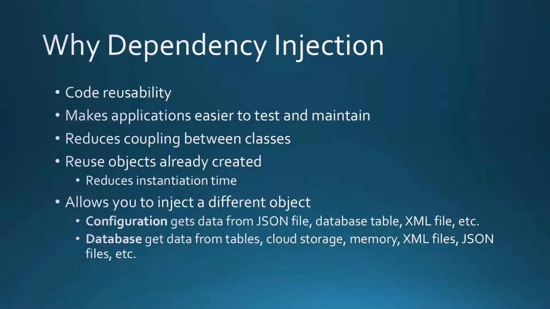Same thing with a database object. Right? If you get a database object, you could be getting data from tables, from cloud storage, from memory, XML files, JSON files, just by swapping out the implementation. Nothing changes in your app.map.get function. You're not having to rewrite each one of those. You're just sending it a different implementation of a database object or a configuration object. And that's probably one of the biggest reasons why we like to use dependency injection.